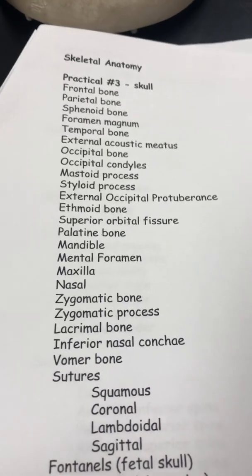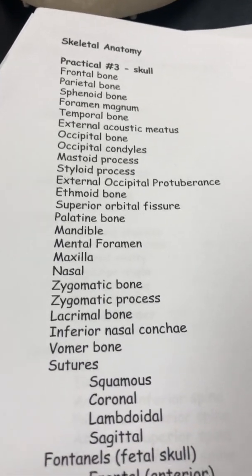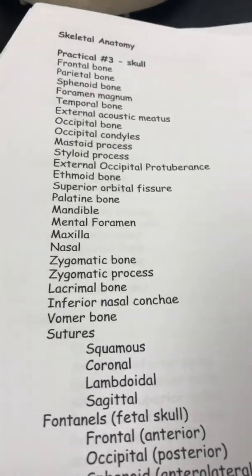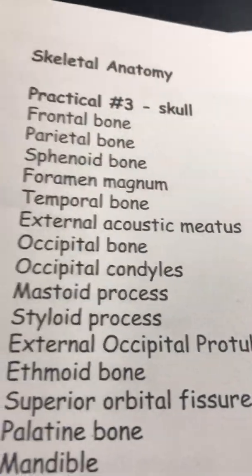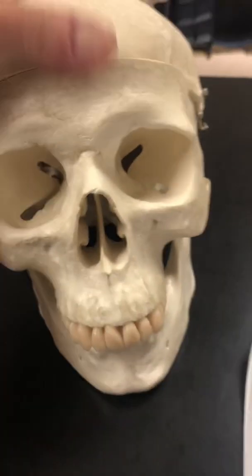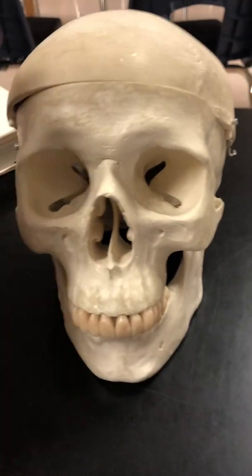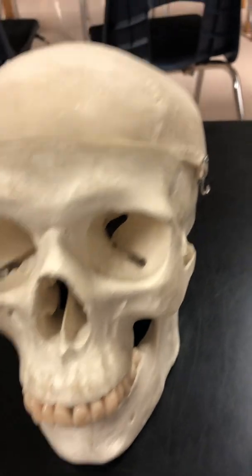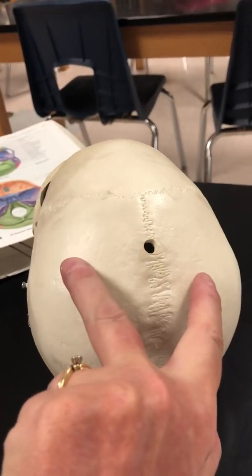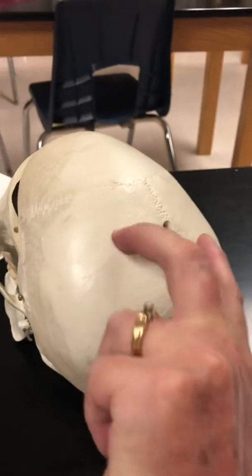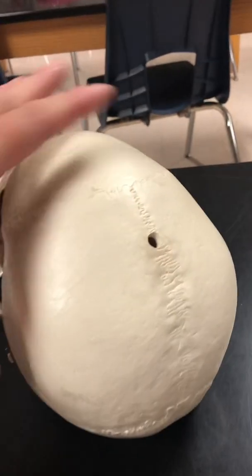Okay, so this is practical number 3. We're going to start right away with the skull. You can see this is regular anatomy, so we are starting with, once again, the frontal bone. As we look at this guy right here, here's the frontal bone, obviously. We've already done some of this with the full skeleton. Here are the 2 parietal bones. You can see I've turned them around. There's a right and a left.